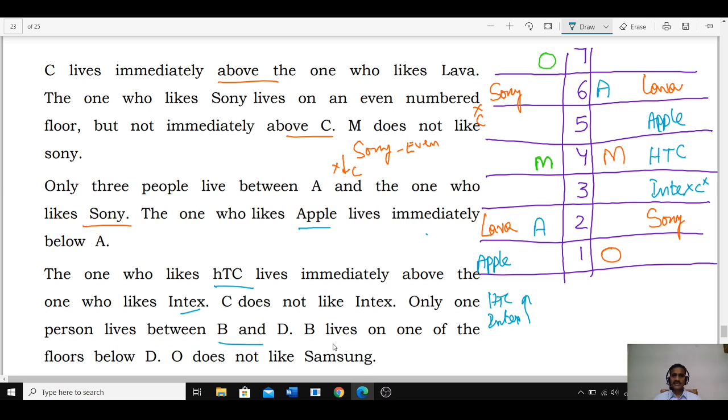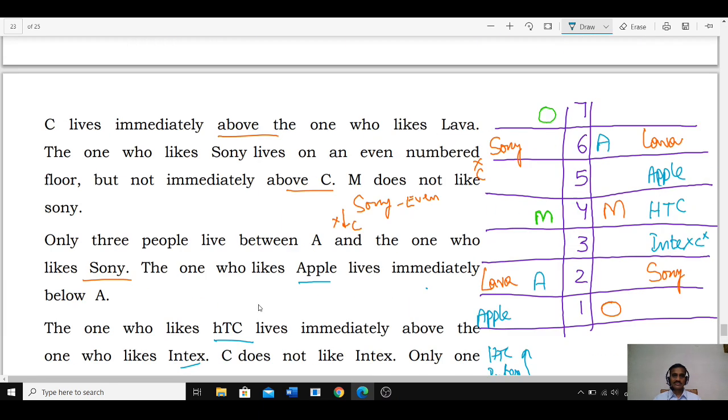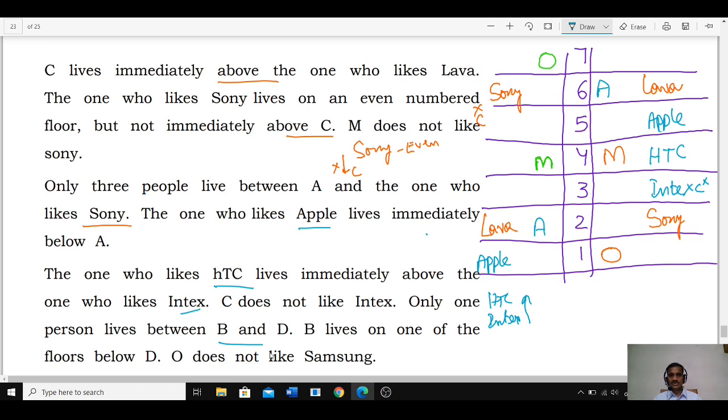One person between B and D, B lives on one of the floors above D. One person between B and D, here B and D can be placed. B and D can be here. O does not like Samsung. This is the information we have, isn't it? O does not like Samsung. C cannot be here.